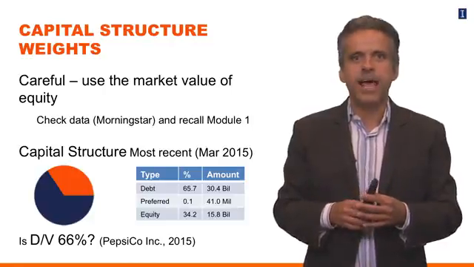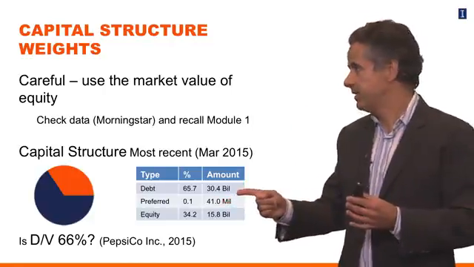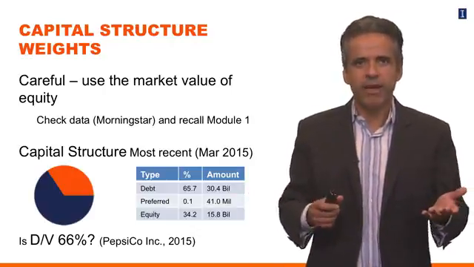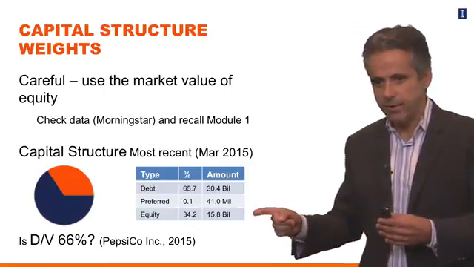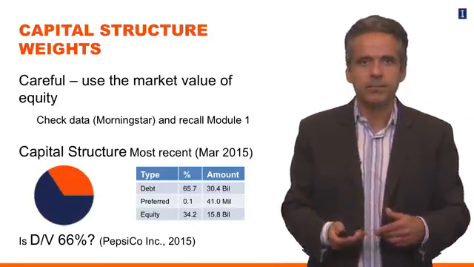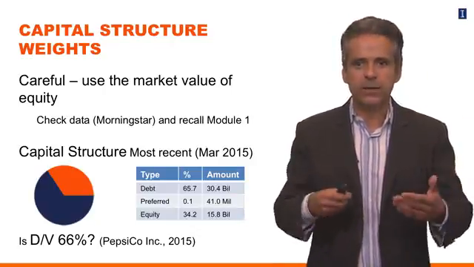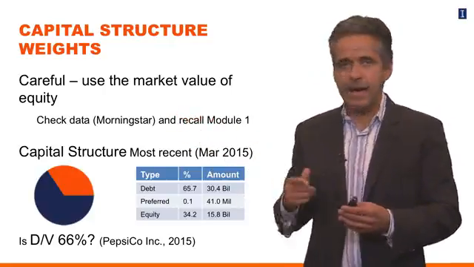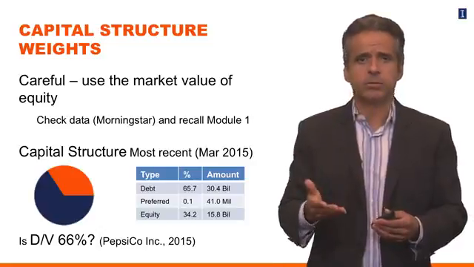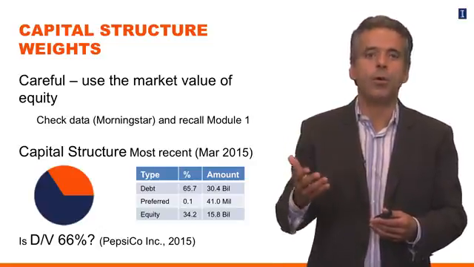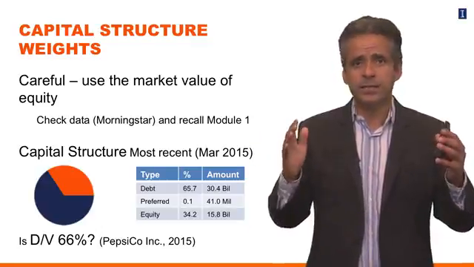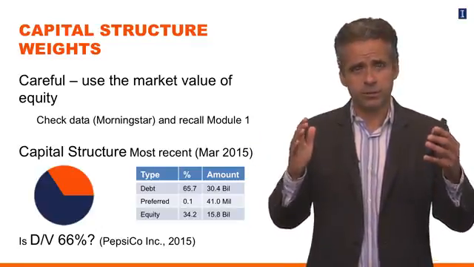The problem is that if you look at the underlying data, which is here, that pie is representing book values. The equity value here in the pie is 15 billion, but when you look at the actual data on the market value of PepsiCo, the market cap is $138 billion, which is a lot more than the book value. We talked about this already in the course, when we were discussing leverage.